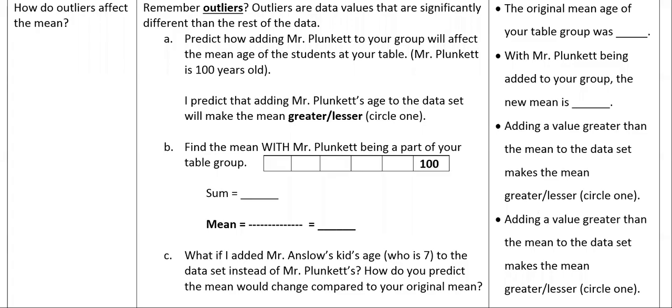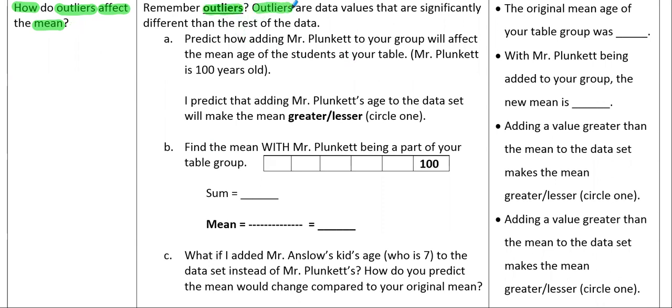All right, so now we're on the last question of 9.2 mean. How do outliers affect the mean? Okay, do you remember outliers? I hope you do.